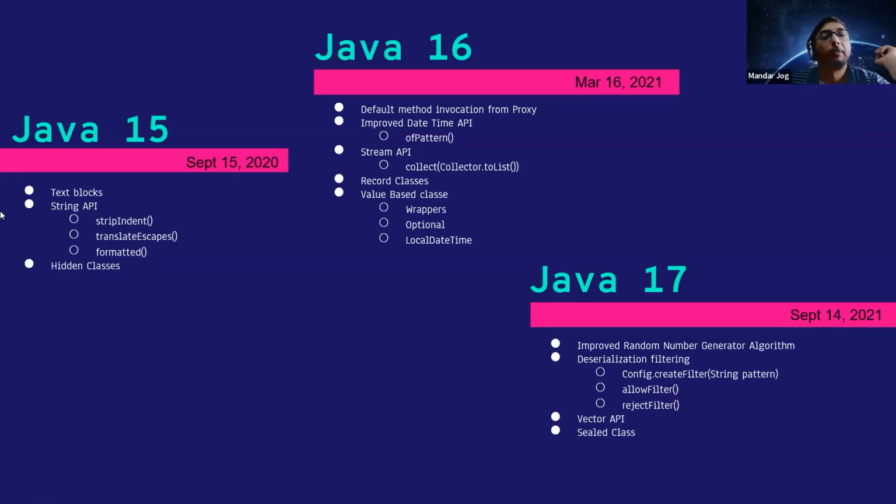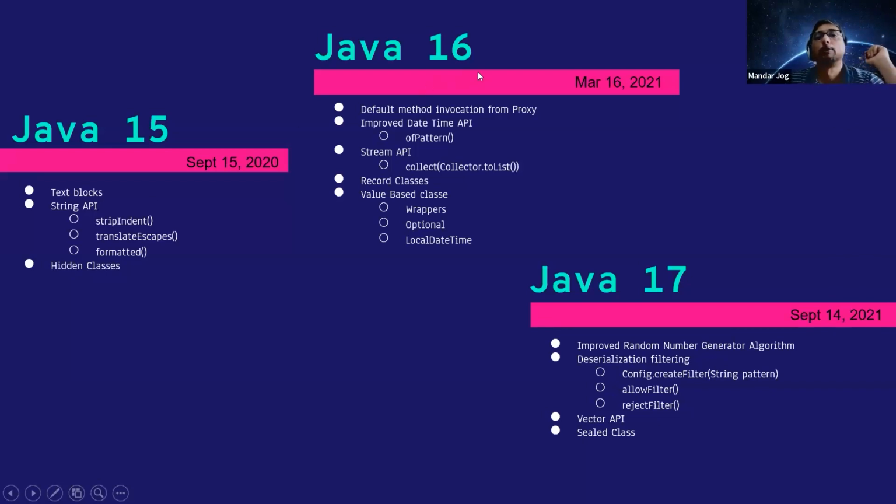That is very interesting. And then there is a String API modification which has happened, which is stripIndent, translateEscapes, and there is a formatted method. One of the very interesting things launched in Java 15 is hidden classes, which have been introduced to achieve security, so that you don't want to expose your class name in the class path, but still you want to use that particular class in your application. Then you can use the hidden classes concept. That is in Java 15.